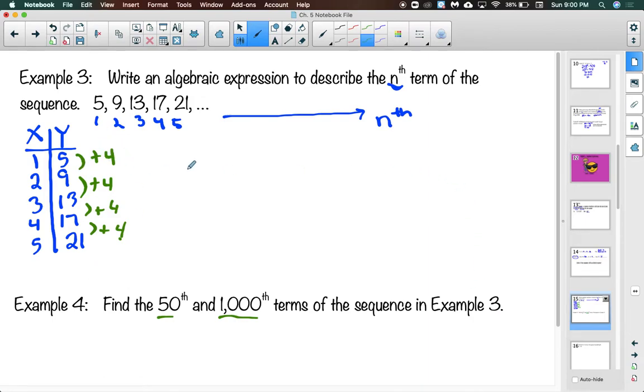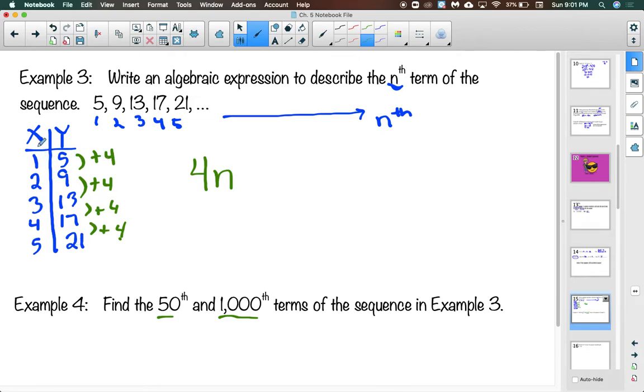So that 4 is really significant here. I'm going to take my 4 and put it in front of the variable n. So it's 4 times n, 4 times the position. But I'm going to check my math here. 4 times 1 does not equal 5. 4 times 2 does not equal 9. 4 times 3 does not equal 13. 4 times 4 does not equal 17. 4 times 5 does not equal 21.